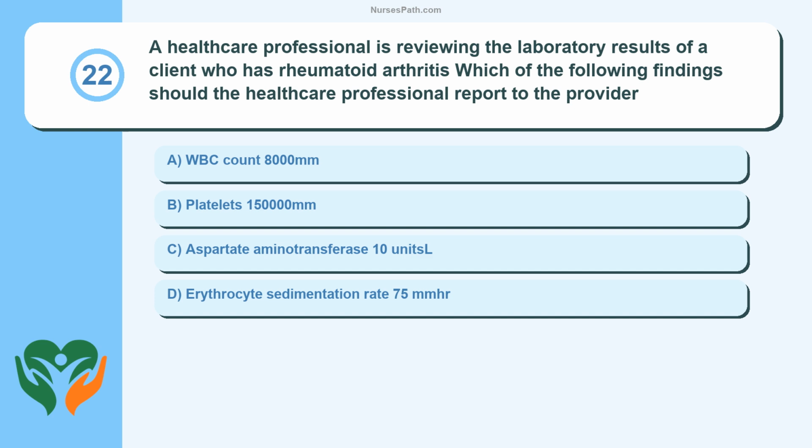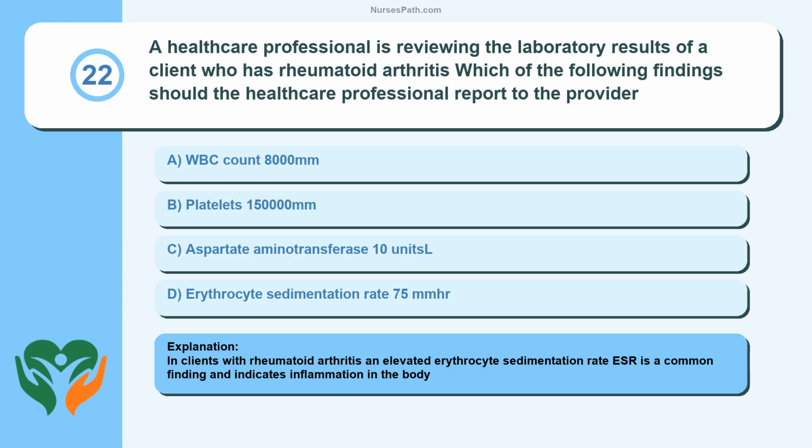Question 22. A healthcare professional is reviewing the laboratory results of a client who has rheumatoid arthritis. Which of the following findings should the healthcare professional report to the provider? WBC count 8,000 mm, platelets 150,000 mm, aspartate aminotransferase 10 units/L, erythrocyte sedimentation rate 75 mm/hr. In clients with rheumatoid arthritis, an elevated erythrocyte sedimentation rate (ESR) is a common finding and indicates inflammation in the body.